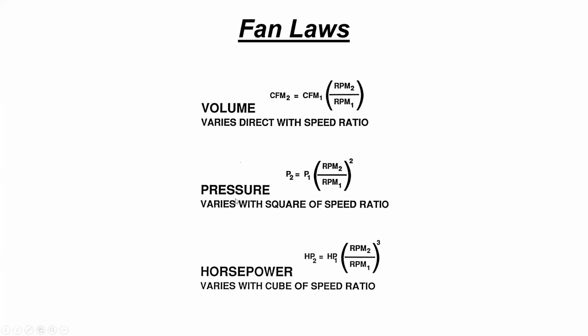In regards to pressure, it varies with the square of the speed ratio. If we bring the speed down 10%, the pressure changes by 0.1 to the power of 2. And in terms of horsepower, it varies with the cube of the speed ratio. So it's very important: if you are capable of bringing the rotational speed of the fan lower, we are significantly saving on the power use of the motor.